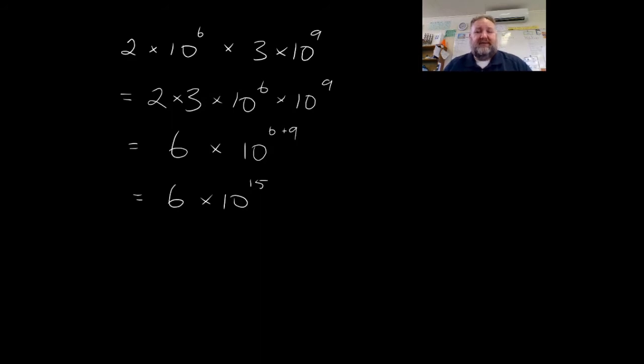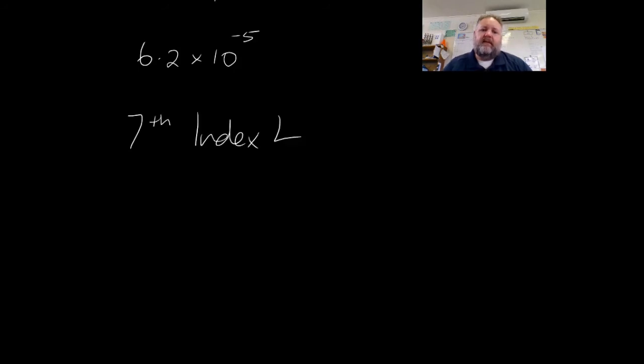Okay, so scientific notation is really a way that we can apply our index laws in a way that makes sense. I guess actually there's one last thing I need to go through. Sometimes scientific notation numbers are incredibly small, right? So I might have something like 6.2 times 10 to the power of negative 5. Now, we haven't really looked at these negative indexes, so I guess we should. Let's have a quick talk about what the 7th index law is.